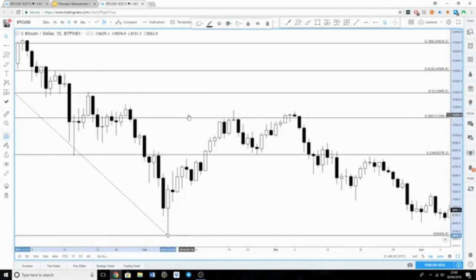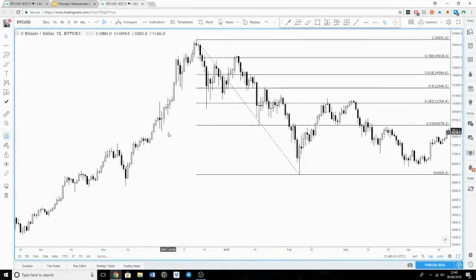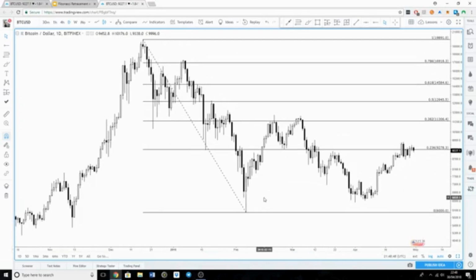But again, what we're really interested in for our purposes in this lesson is the application. We're going from high to low, the extended levels or the levels that are projected, we expect to act as resistance, which it certainly did in this case.